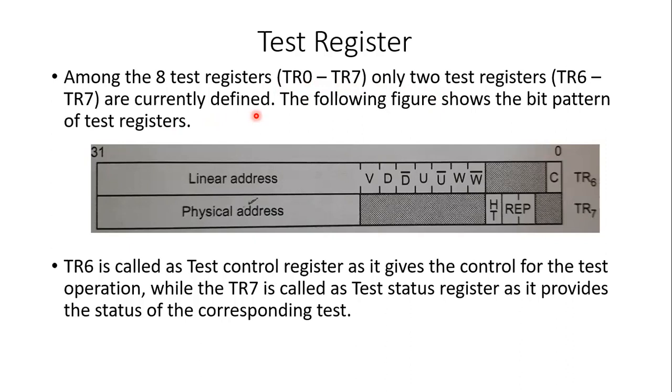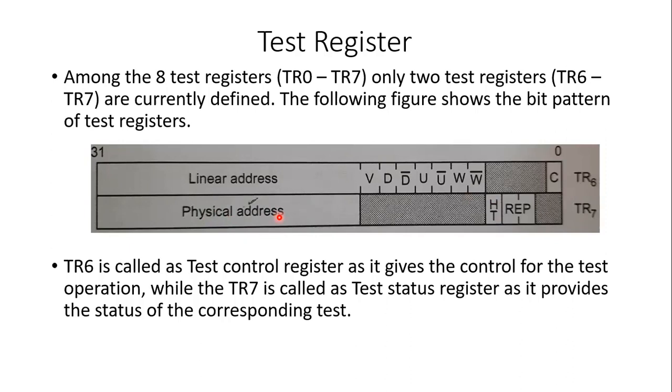So this is the figure of the test registers. TR6 has the bits C, W dash W, U dash U, D dash D and V, and then the linear address. And TR7 has various bits such as REP, HT, sorry, TH or HT we can say, and the physical address. Now one thing to note about the test registers is that they are not a standard part of the 80386 architecture.